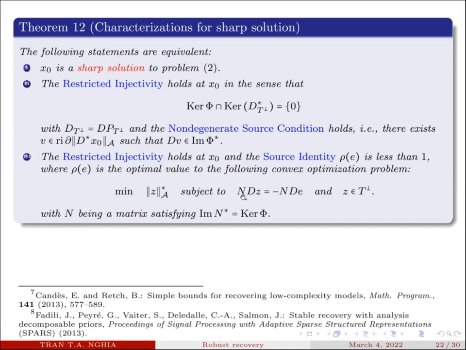Very simple optimization problems. And with the new information about the operator N, the matrix such that the image of N star equals the kernel of Phi. So all we have to do is the restricted injectivity, which is very interesting. Most of the time it is trivial. So all we have to do is check this identity, that the source identity is strictly smaller than 1, based on solving this convex optimization problem.